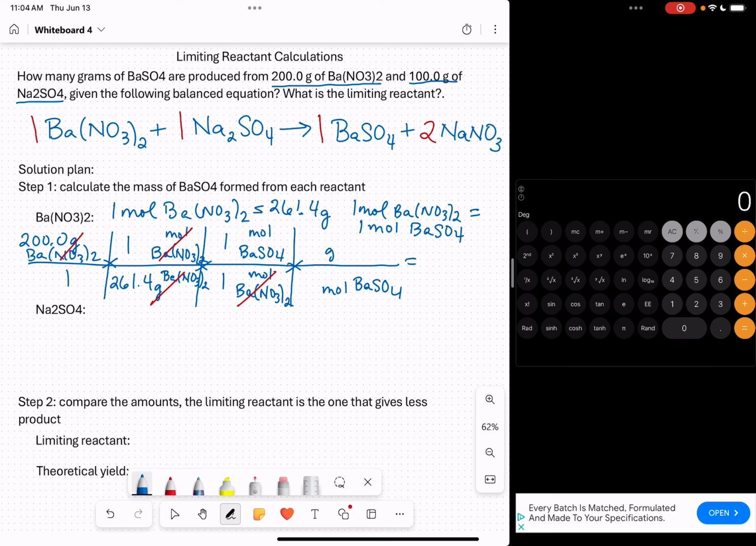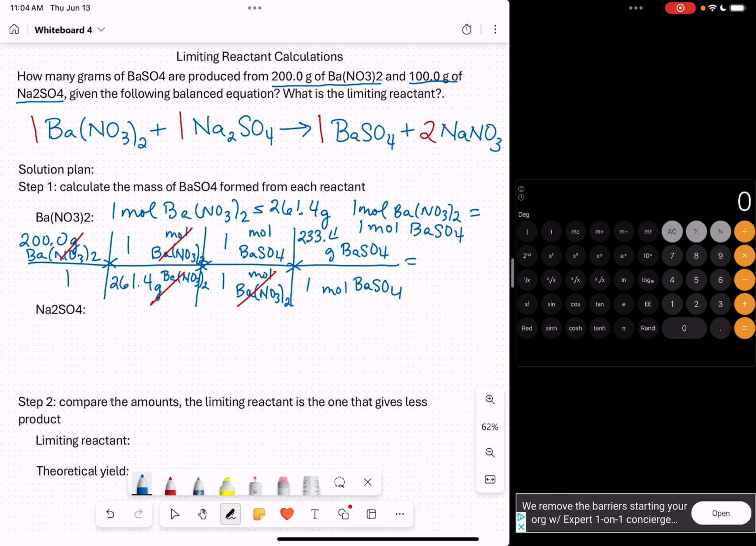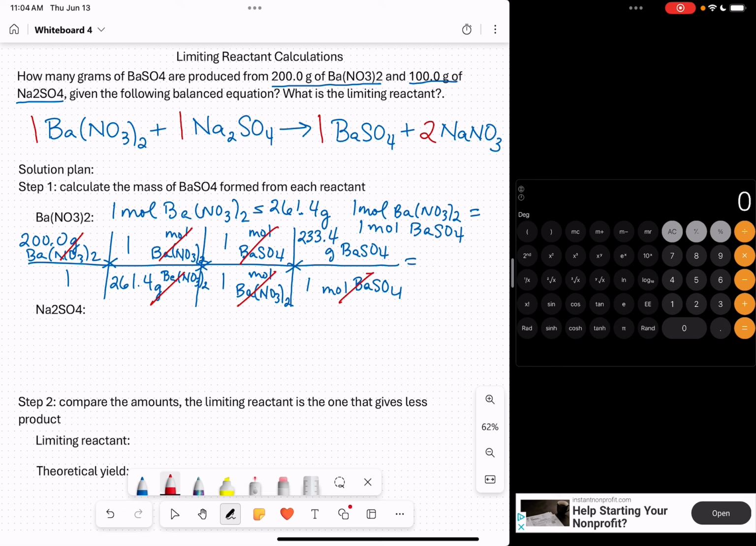Now I need to convert from moles of barium sulfate to grams of barium sulfate. And to do that, I also need the molar mass of barium sulfate. 1 mole is equal to 233.4 grams. So I didn't write that down before, but that's what you get when you add up 1 barium, 1 sulfur, and 4 oxygens. So now moles cancels out, and I have what I'm looking for, which is grams of barium sulfate.